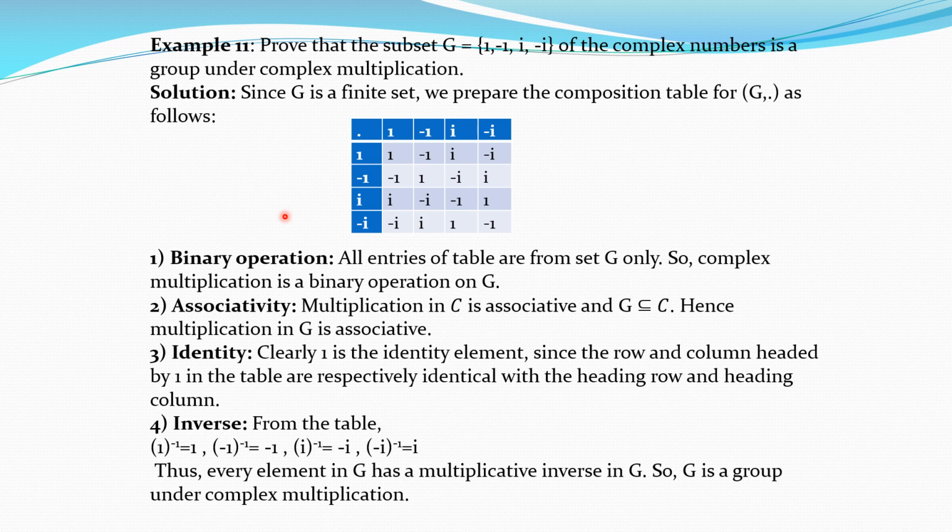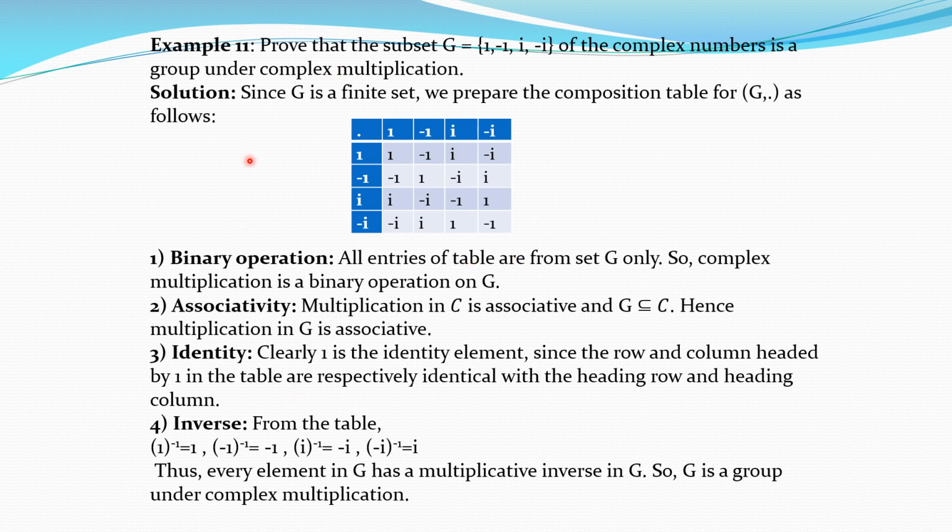So, just check for a row which is identical to the heading row and a column which is identical to the heading column. The corresponding entry is nothing but the identity element. So here one is the identity element. Now again from the table we find the inverse of every element, because as the set is finite, it is easy to find the inverse of every element separately. Now one is the identity element.